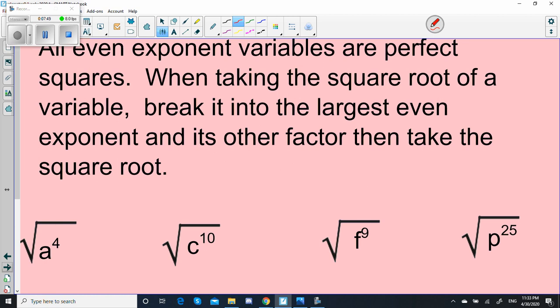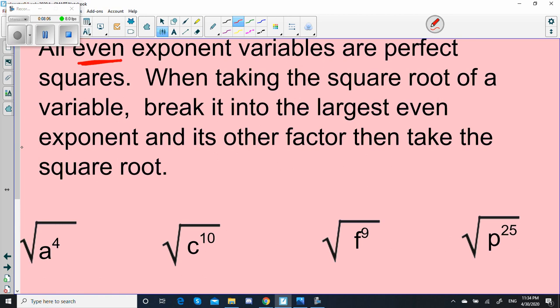Okay, so now that we kind of know how to do the numbers, we're now going to do the variables as well. If you want to take a second and write these notes down, you can. Your even exponents are your perfect squares. So when taking the square root of a variable, you break it into the largest even exponent and its other factor, and then take the square root.